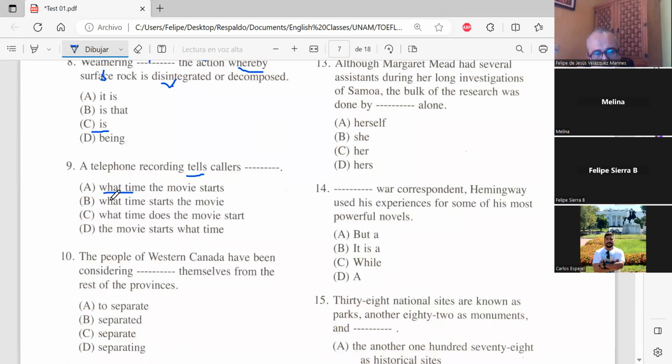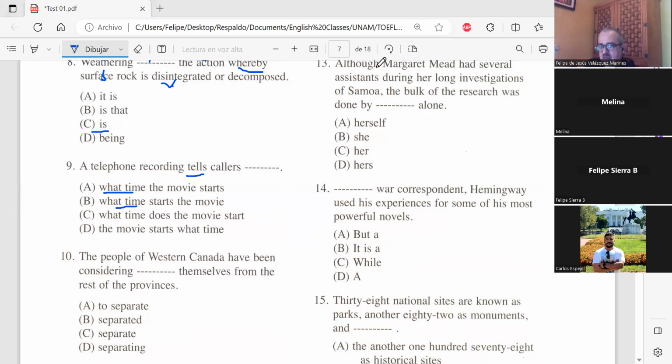What time is a linker. Remember that there are linkers that have more than one word. So I don't remember how long ago we met, since the last time we met. So how long ago is a linker. So remember subject, I, verb, don't remember, linker, how long ago, and then subject, we, and verb, met.